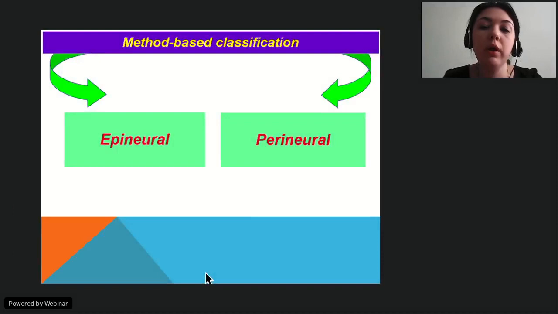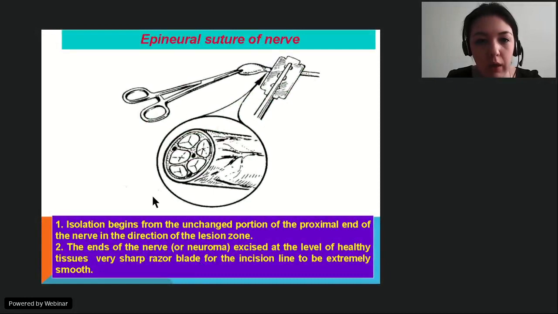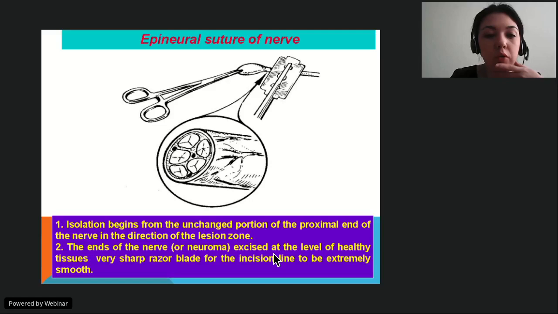According to the method, there are two types of nerve suture: epineural and perineural nerve suture. Epineural nerve suture, here you can see it. First, you can see that we take a safety razor blade and we remove the neuroma, the distal part of the nerve at the injury. We remove the neuroma, and the ends of the nerve are excised at the level of healthy tissues by a very sharp razor blade, for the incision line to be extremely smooth, to avoid formation of new adhesions.